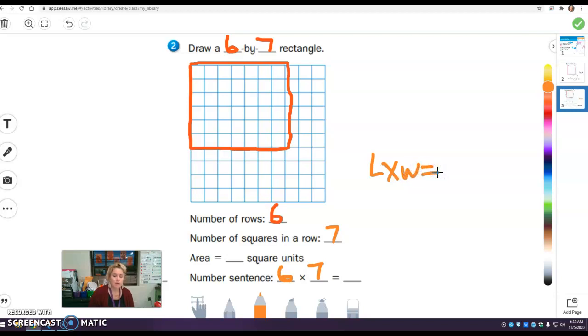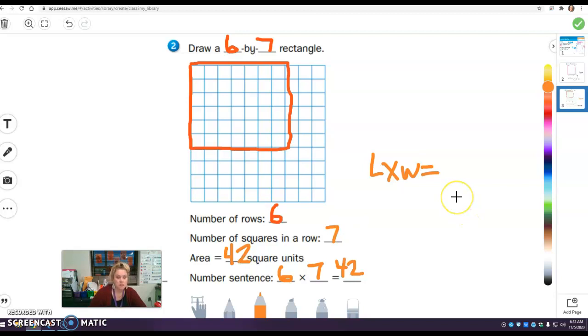Okay, and let's count by 6s. So I have 6, 12, 18, 24, 30, 36, 42. Very good. So our area for this rectangle is 42.